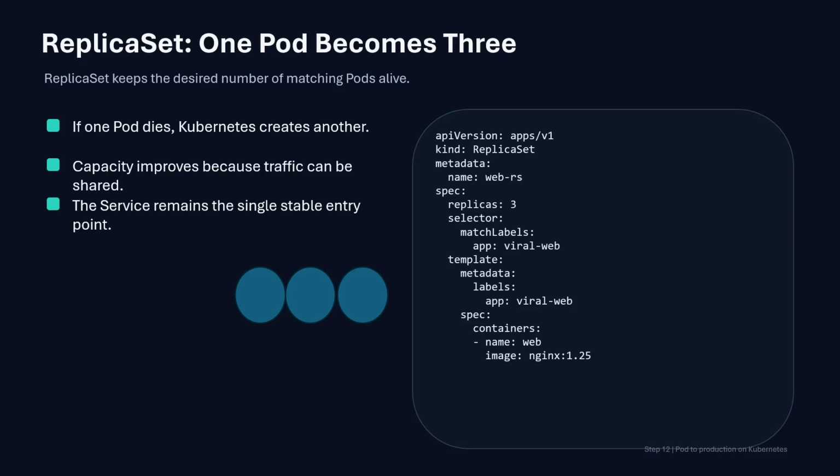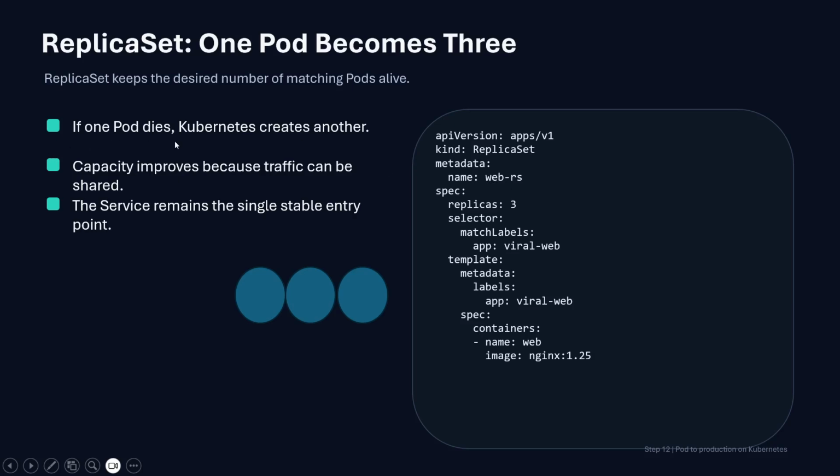Instead of running a single pod, we can run a fleet of pods or a group of pods. Replica set keeps the desired number of matching pods alive. That means here you can see the kind is replica set. I have to specify the number of replicas. Number of replicas 3. 3 means this app: viral web, this is called my pod. How many pods will it run? It will run 3 pods. And these 3 pods will be watched by the replica set. What is the replica set name? Metadata name, that is web replica set.